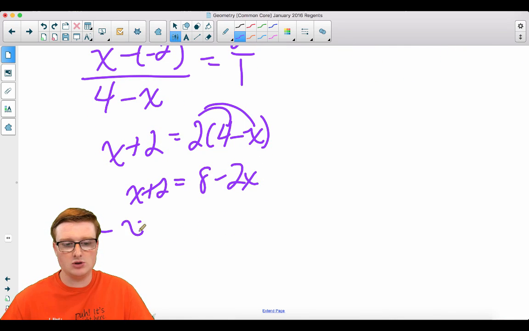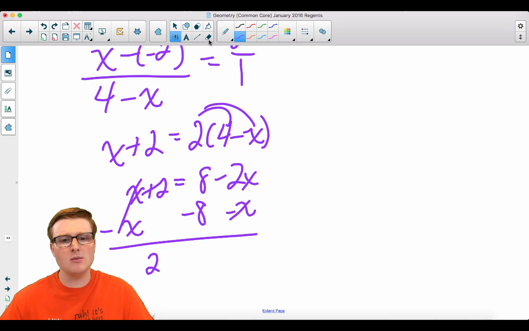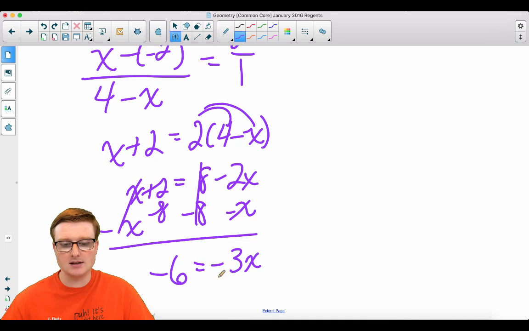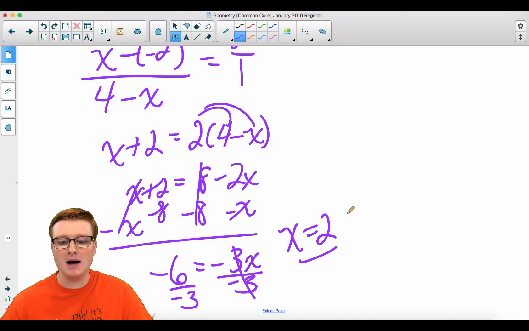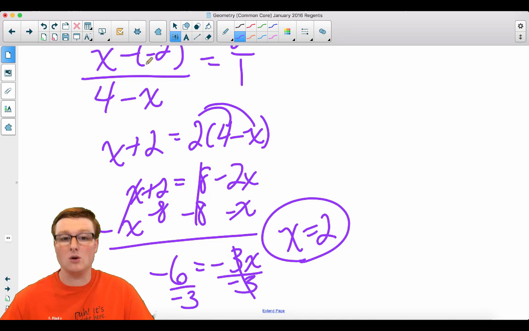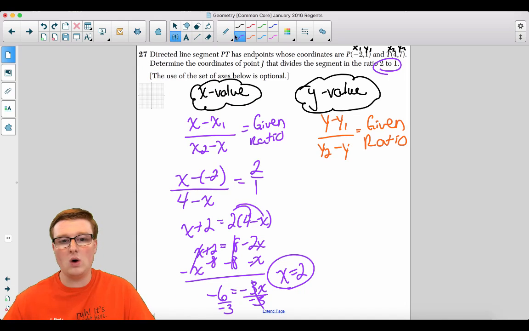We are going to subtract the x on both sides, and I'm also going to subtract the 8, just to save some time. So we get −6 is equal to −3x. Divide by −3 on both sides, you get x is equal to 2. Okay, great. So now we're going to do it to the y value.